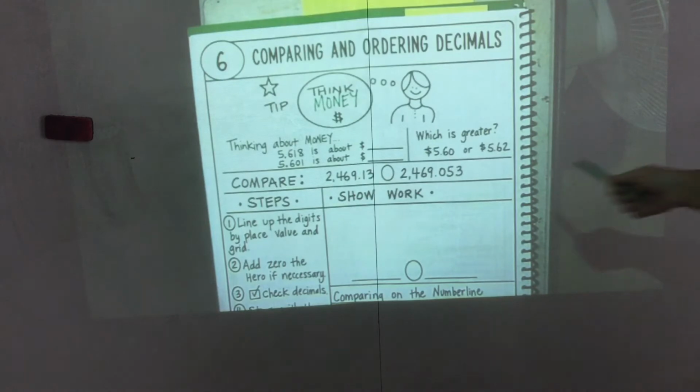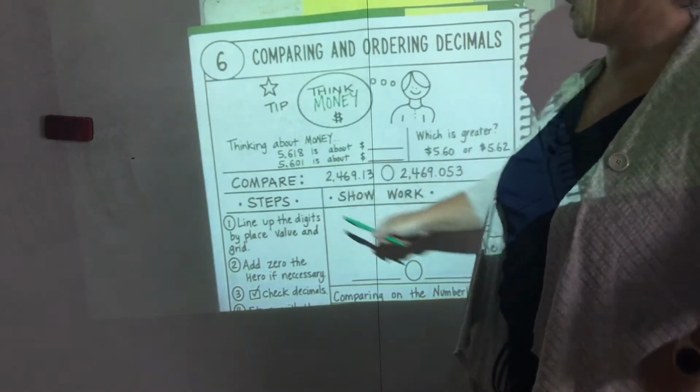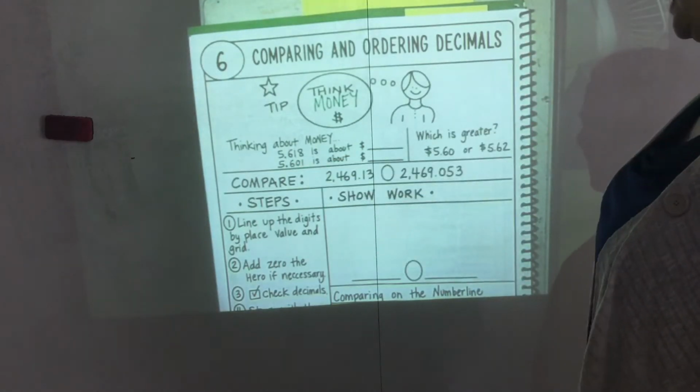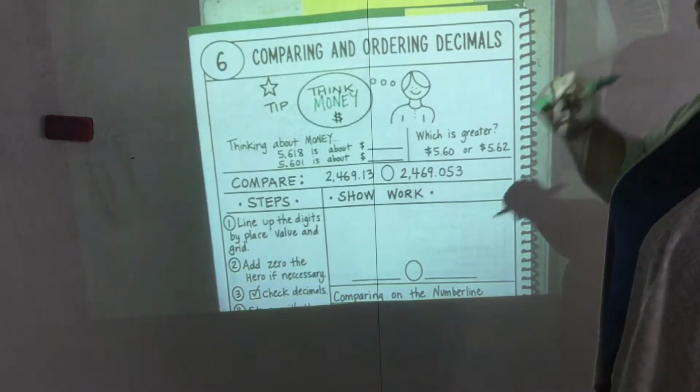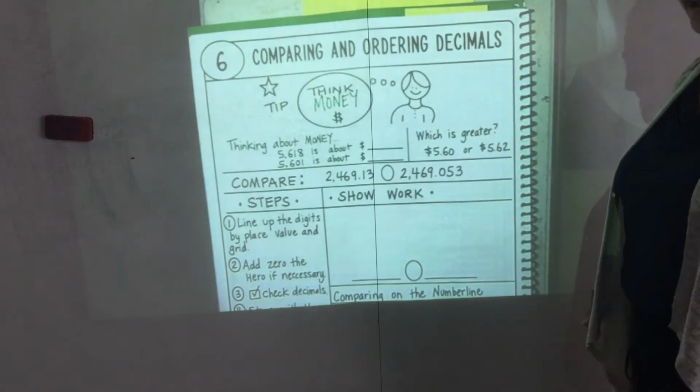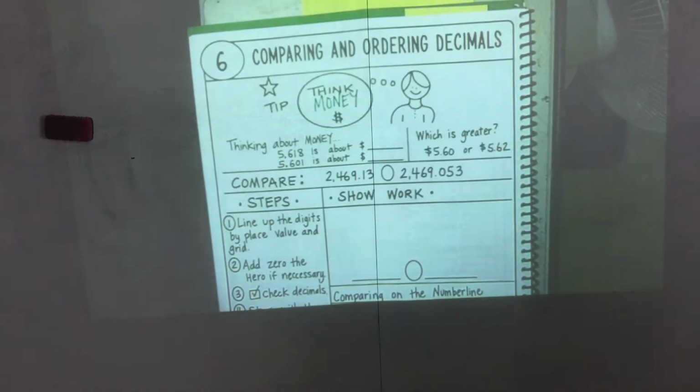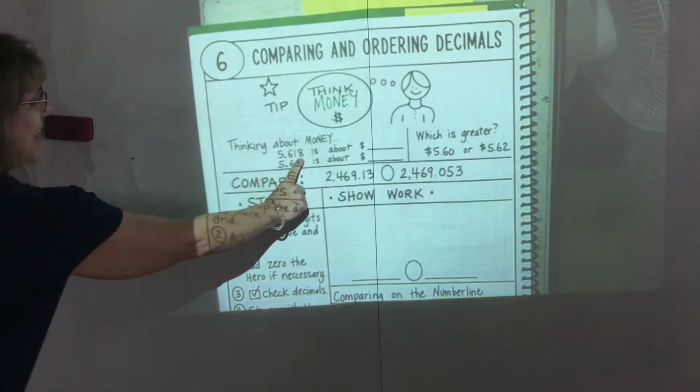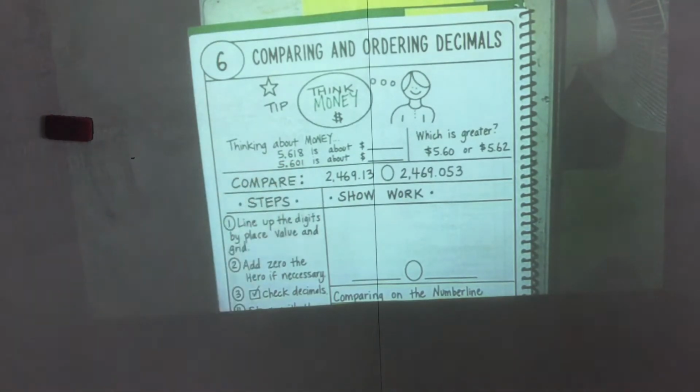Miss Bowman, that's not money. 5 and 618 thousandths. Money's not thousands. No, we don't go that far. We have tenths and hundredths, but not thousandths. We got to get rid of the thousandths, Mrs. Lamont. So how do I get rid of it? We got to round.